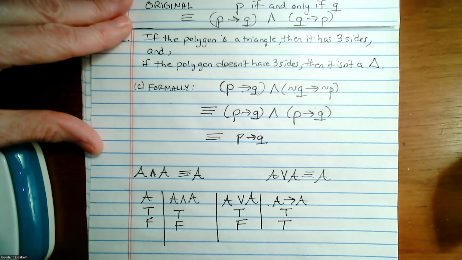But they're not logically equivalent. A is not logically equivalent to A implies A. No, it is not. It is logically equivalent to A and A. A is logically equivalent to A and A. A is logically equivalent to A or A. But A implies A is actually a tautology. It's always true, whereas A is not always true. It's true sometimes, and other times it might be false.